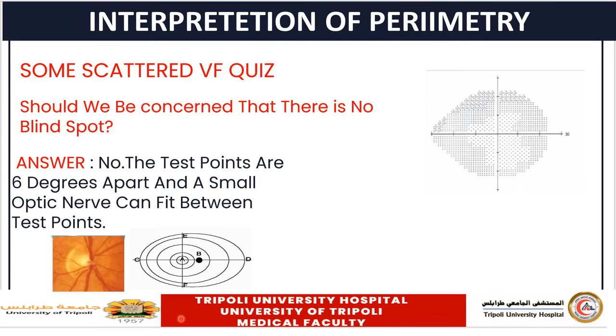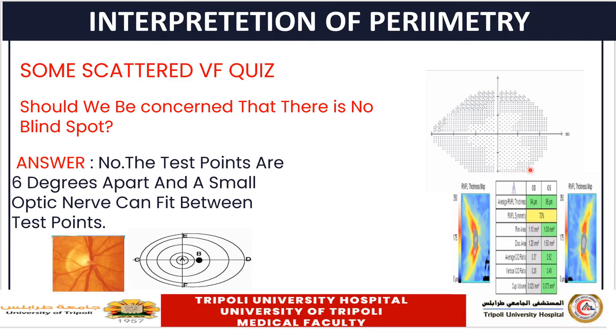In this slide, can you determine where is the abnormality? This is the 24-2. You can see clearly here that there is no blind spot. So should this be of concern for you or not? Now, the answer for this question, not necessarily and not all the time, because as you know, the blind spot represents the location of the optic nerve, which is located between 12 to 15 degrees temporal to the fixation, and it is 1.5 degrees below the midline. It measures about 5.5 multiplied by 7.5 degrees.